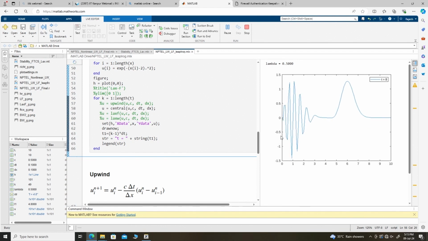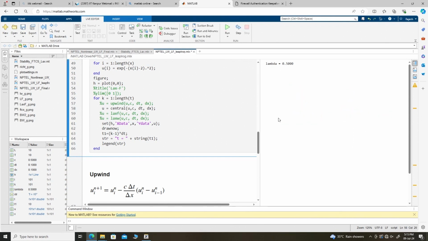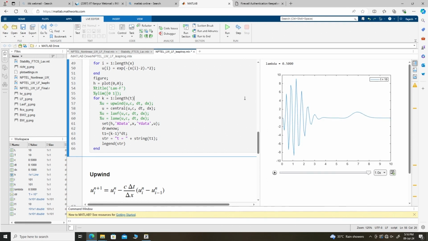This is because there is no dissipation in the central differencing scheme to kill this out. Eventually you can see the y limit going to -6 and 6, and it keeps on growing, and now it has blown up. If you run it for a long time, you will not see anything. So this is how the central differencing scheme behaves.